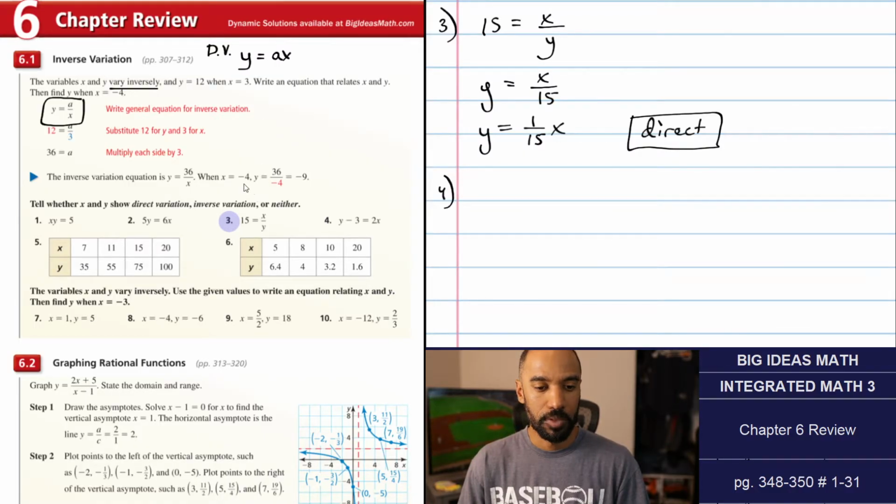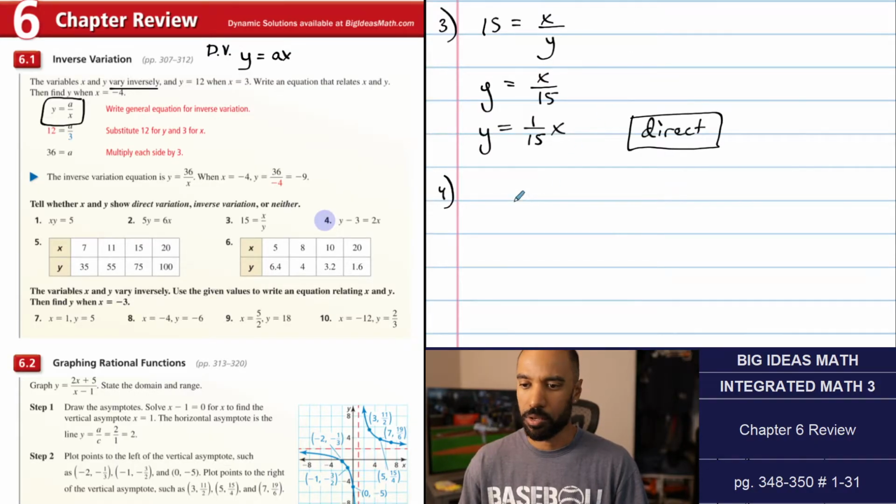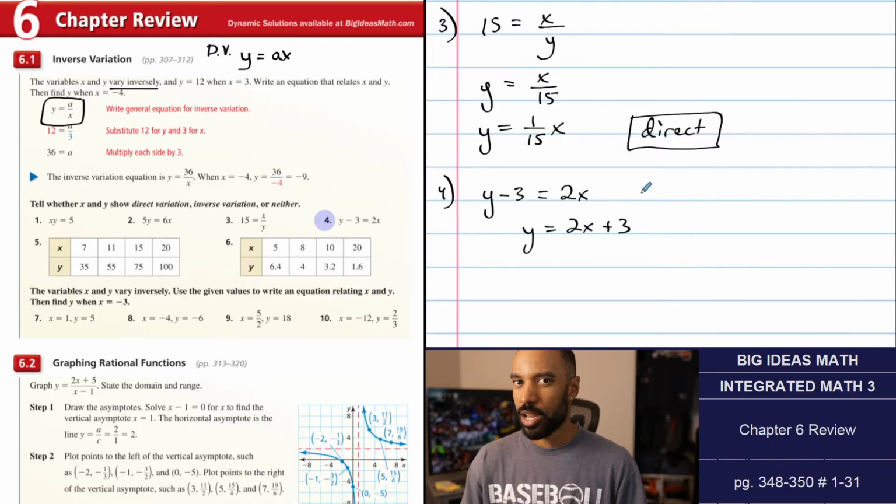Number 4, let's get y by itself by adding 3 to both sides. We have y minus 3 equals 2x. So when adding 3, we get y equals 2x plus 3. It's a linear equation. It's not direct variation. This would be direct variation.